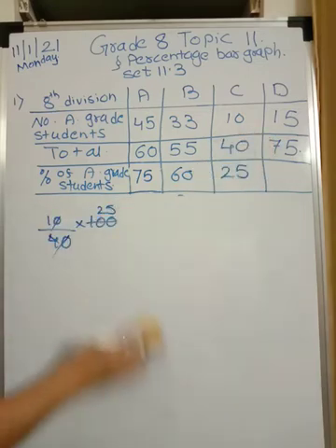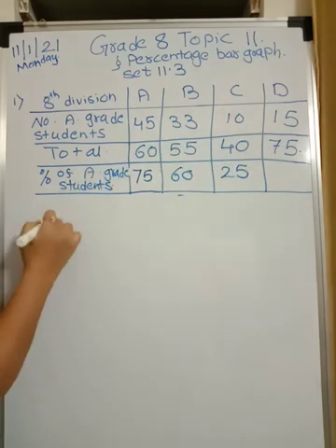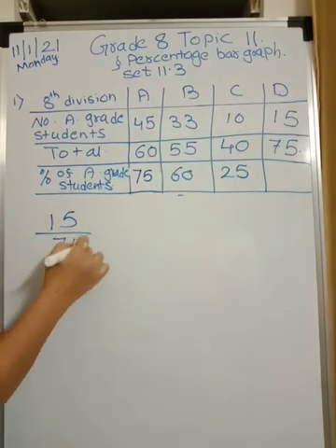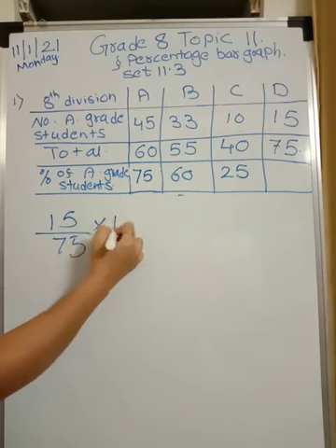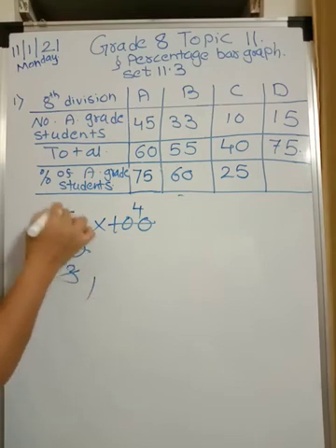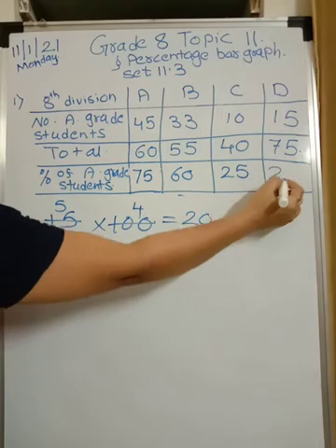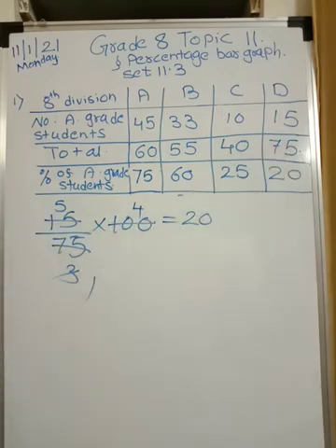And last is what? 15 upon 75 into 100. Just take this ratio and multiply it with 100. How this is coming we have seen, into 100. Alright. So 25 4s are 100, 25 3s are 75. 3 1s are 3, 3 5s are 15. 5 4s are 20. So this is 20%. Now you got percent. Now let us plot the graph.